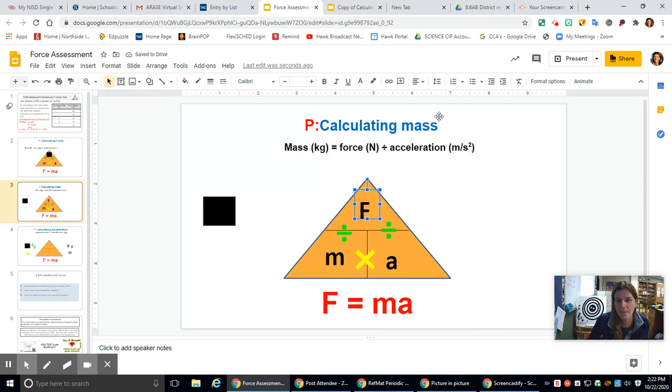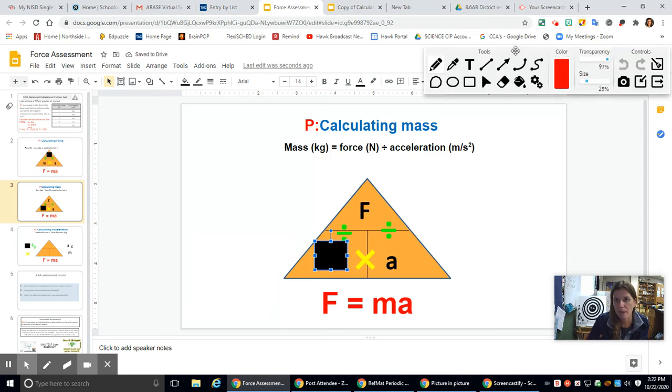So if I wanted to calculate mass, I would cover up the variable for mass, and your formula reads force divided by acceleration. So let me get my pen, because if we need to calculate mass, you want to write mass equals, because we want a formula for it. So your mass would equal force divided by acceleration. That would be my formula that I would use for mass.